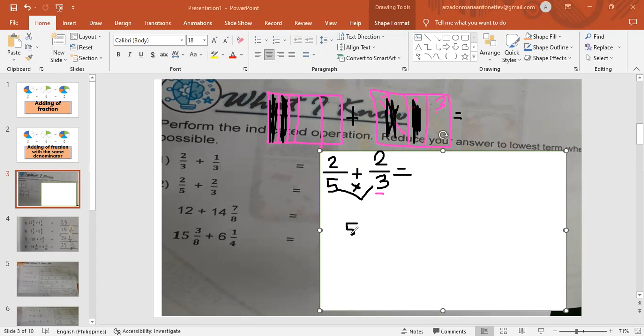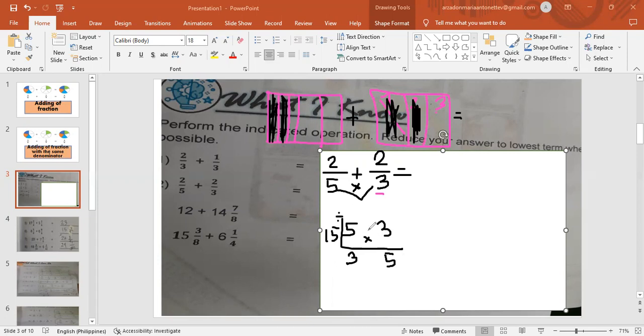What I said before, you have to copy first the 5 and 3 here, just like what you are doing in greatest common factor or least common multiple. That one, and then now you have to multiply that one. 5 times 3 is 15. Okay, so let's divide them. 5 divided by 15 is, what's the answer? That's 3. And 3 divided by 15 is 5.